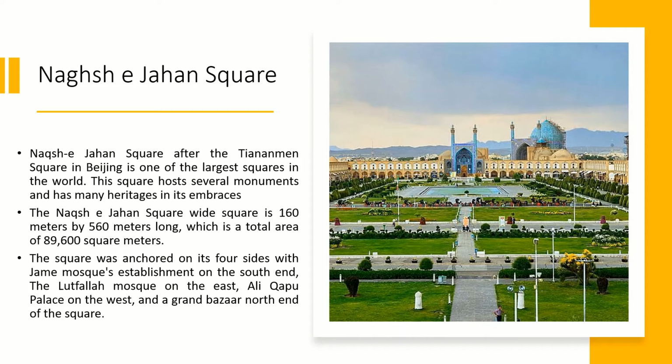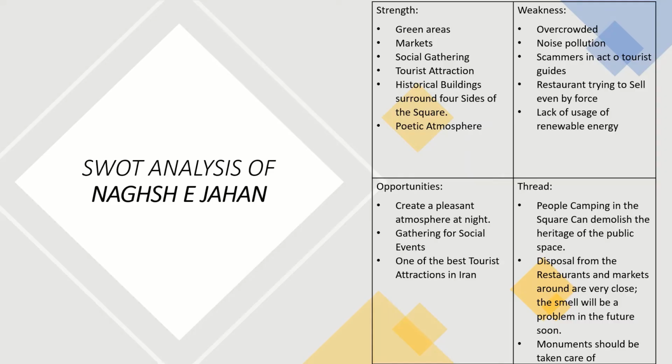The square was anchored on its four sides with Jami's mosque establishments on the south end, the Fatullah Mosque on the east, Ali Qabu Palace on the west, and the Grand Bazaar north end of the square. Here we have SWOT analysis of Nakhchivan Square.